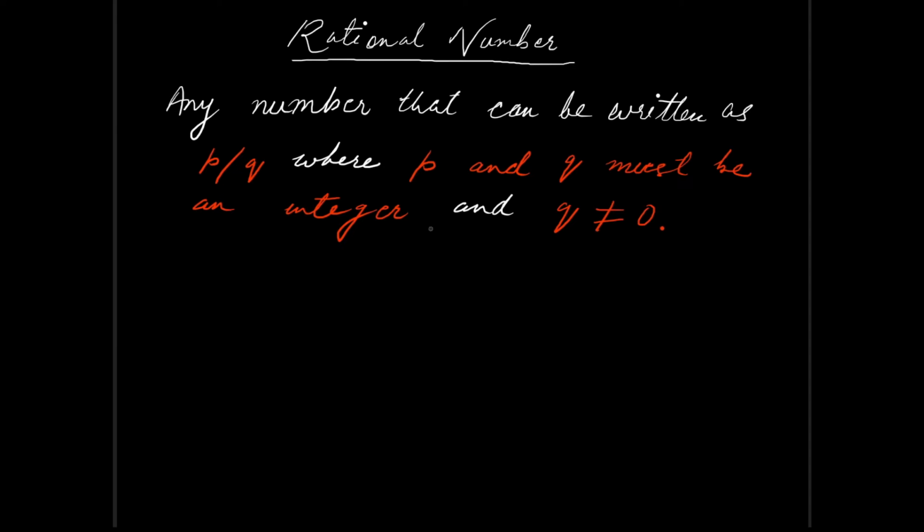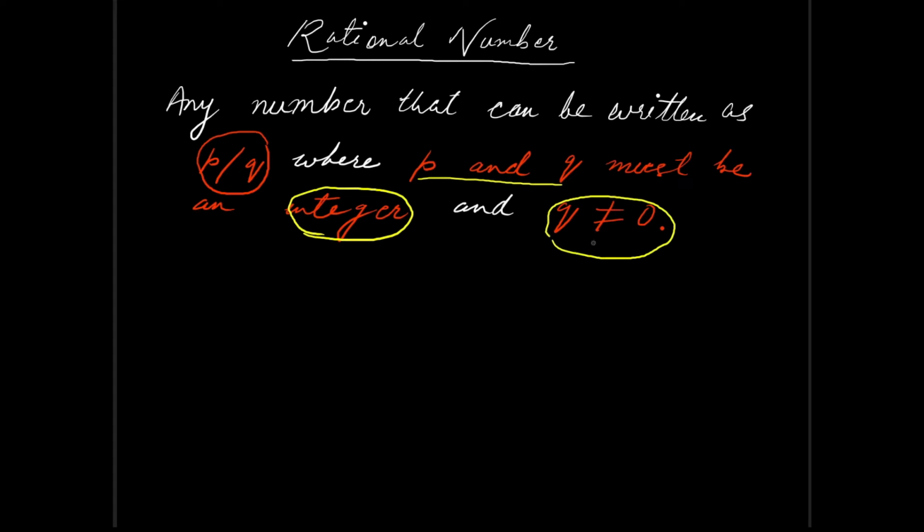So for a number to be a rational number, there are three conditions. The first condition is the number should be in the form of p by q. The second condition is p and q must be integers. And the third condition is q must not be equal to 0. So if a number satisfies these three conditions, that number must be a rational number. Okay, so this is the definition.